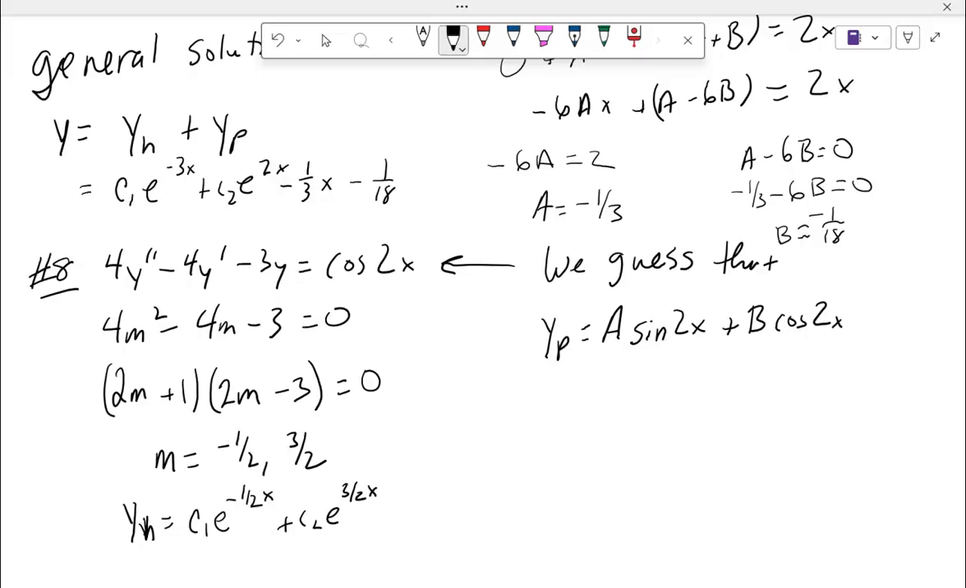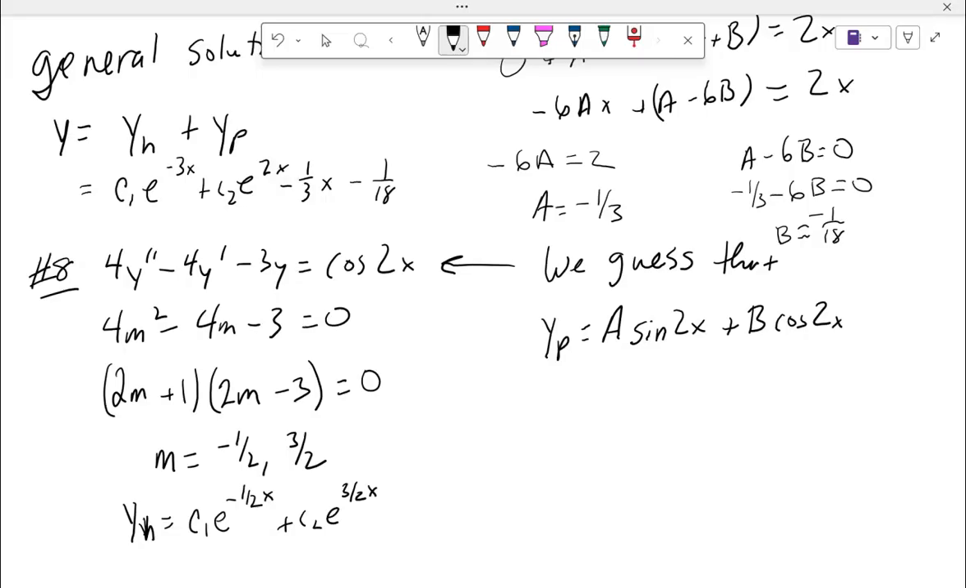Literally a guess. We don't know it has this form, but it probably does. And remember, we don't need every single particular solution. How many particular solutions do we have to have? One, right? We only need one particular solution.